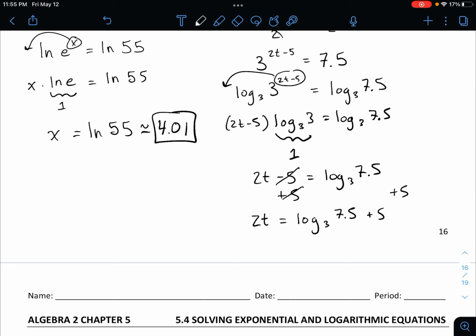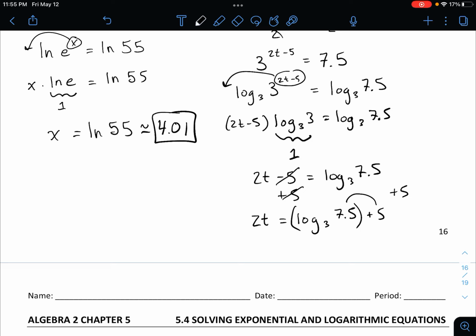If you were to type it in just like this on your calculator, it's going to assume that it's taking the log base 3 of 12.5, which is wrong. You need to take log base 3 of 7.5 separately, after that, you are adding 5 to that number, right? Because remember, log base 3 of 7.5 is a number, right? 3 to some power equals 7.5. So this right here is just some decimal.